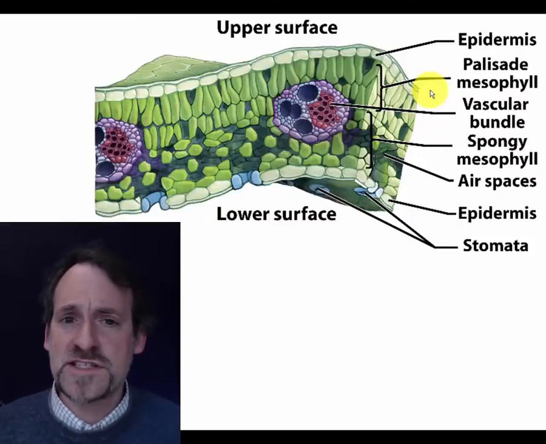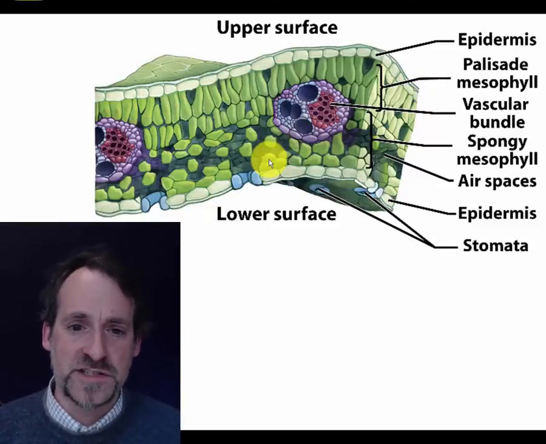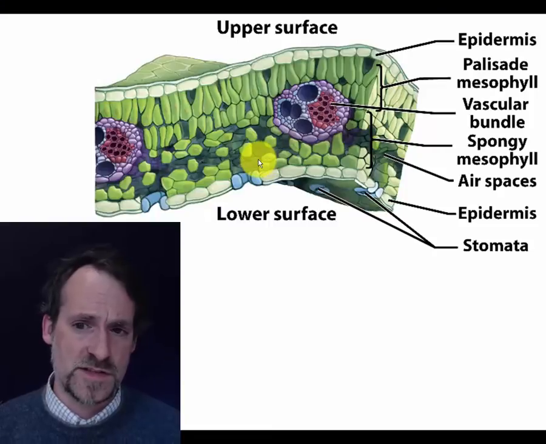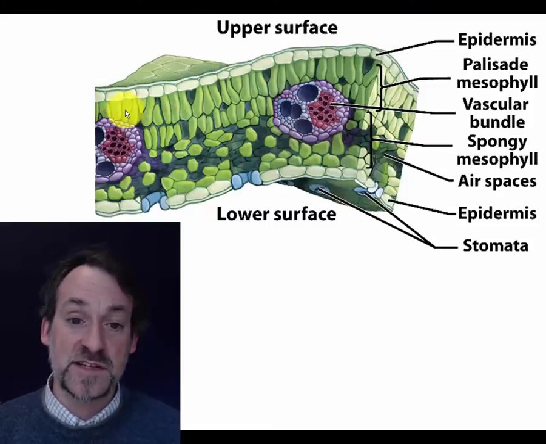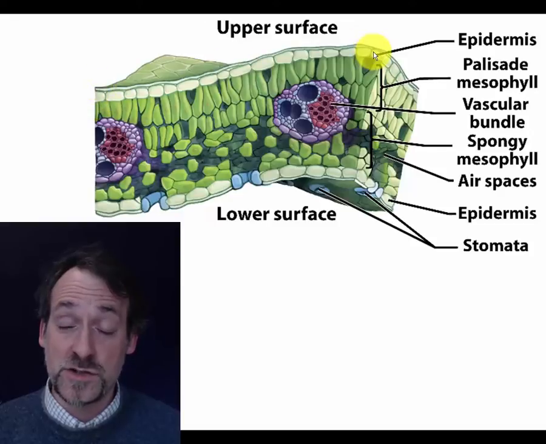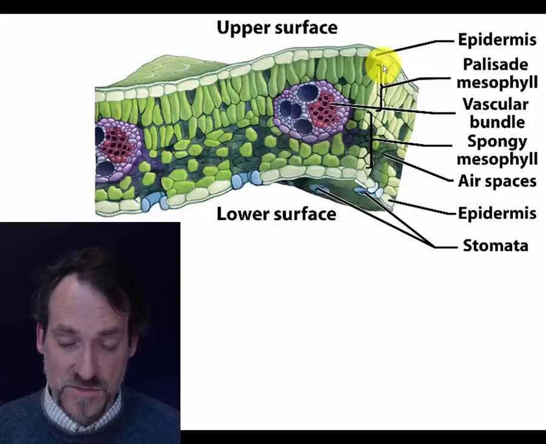If you take the cross-section of a leaf, this is how it is arranged in order to maximize photosynthesis. The epidermis is this layer here. That's that dermal layer that secretes the waxy cuticle. What you see immediately below that is what's called the palisade mesophyll.